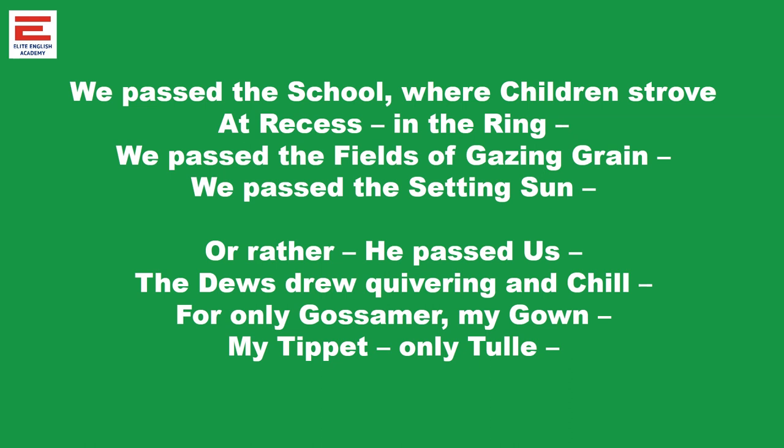First, the poet says we cross the school. Probably that is the school in which she studied. So in a longing way, she recalls her school life. When they cross the school, children are playing, strove at recesses. Recesses means a small gap. They play a game with a ring. Children are entering and coming out, just playing.